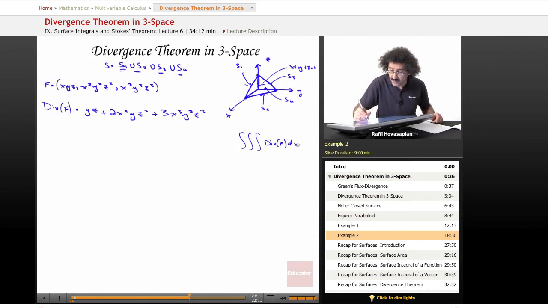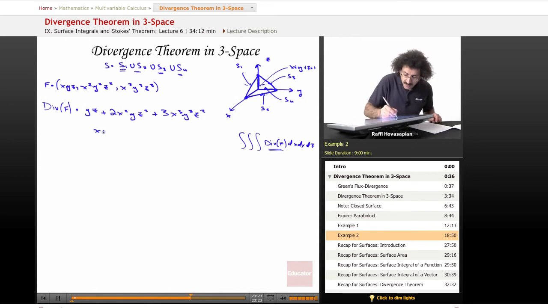Divergence of f dx dy dz. We've just found the divergence, so we've taken care of that, the integrand. Now we need to figure out the upper and lower limits of integration for this particular region. Okay, x is going to go from 0 to 1. In other words, it's going to go from here to here.